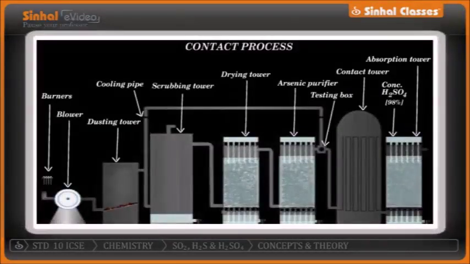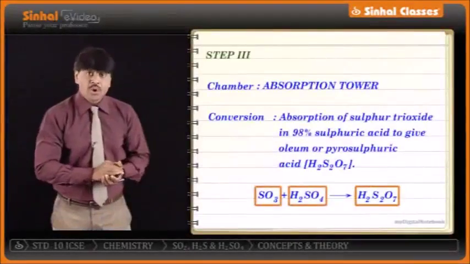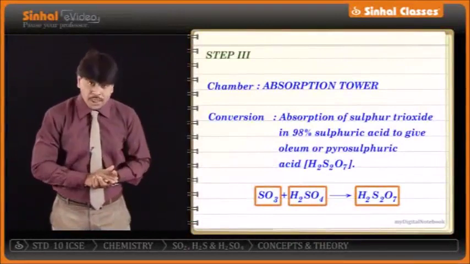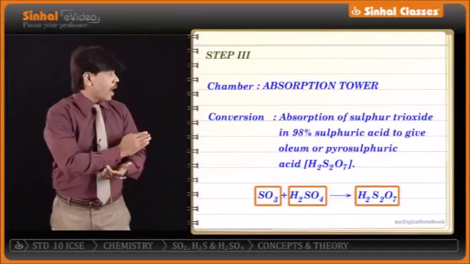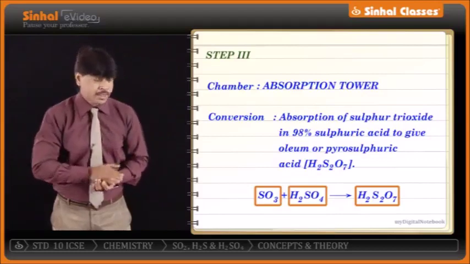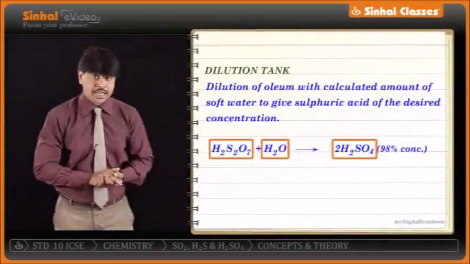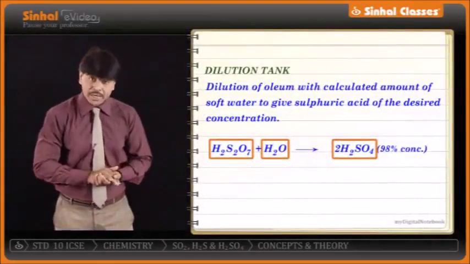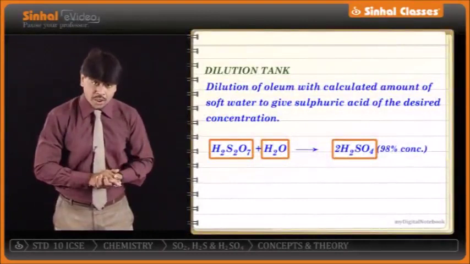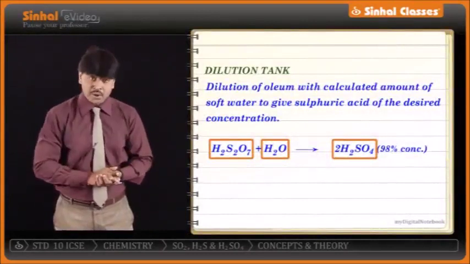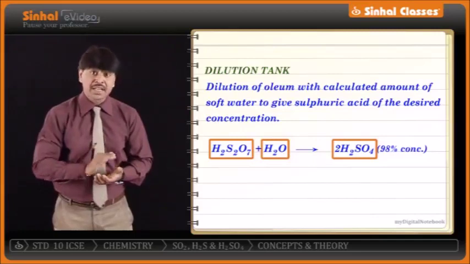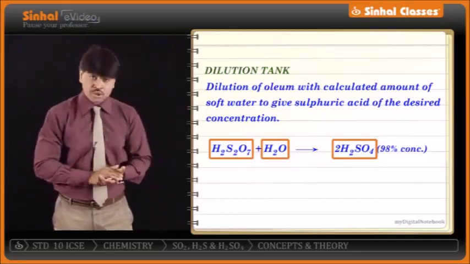Then in the absorption tower, SO3 gas is mixed with H2SO4 to give you H2S2O7, which we call oleum, also known as pyrosulfuric acid. Then comes the last one, and that is in the dilution tank. In the dilution tank, H2S2O7, that is oleum, gets mixed with the required amount of water, H2O, soft water, giving us the required amount of sulfuric acid, that is 98% concentrated 2H2SO4.